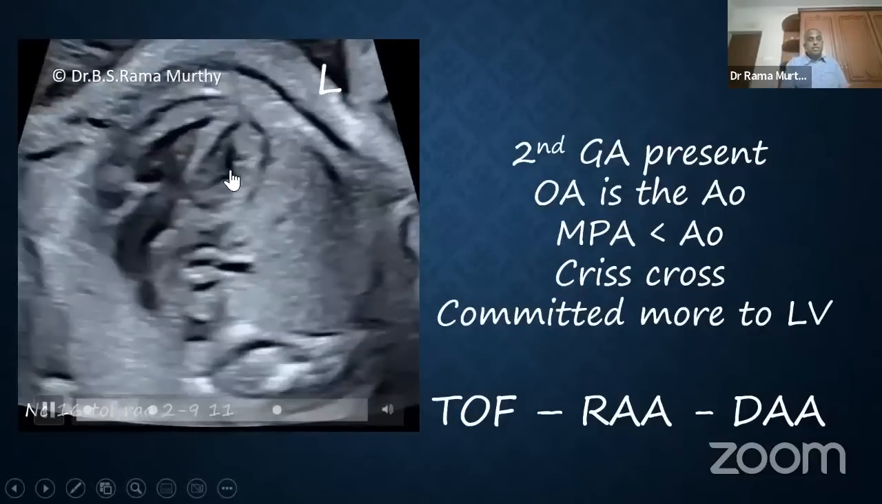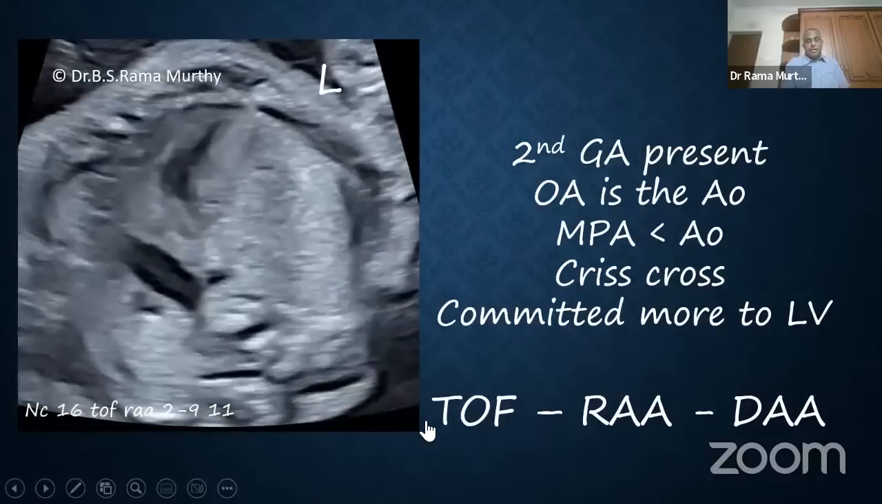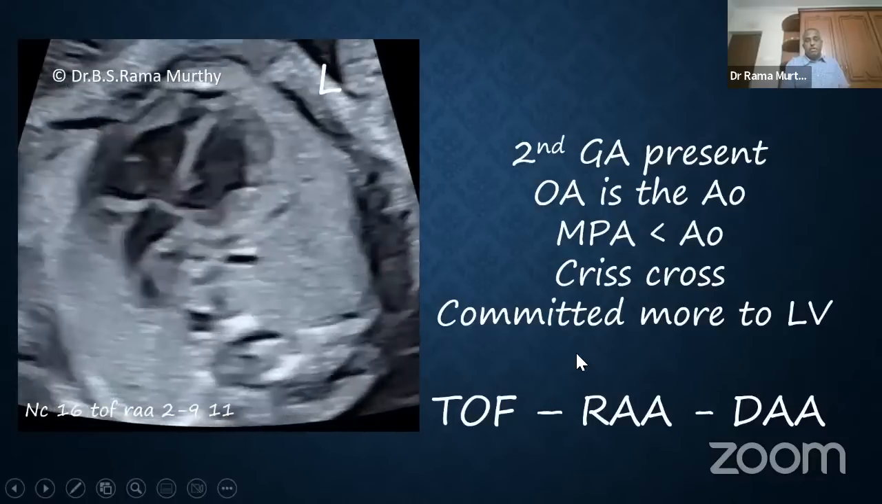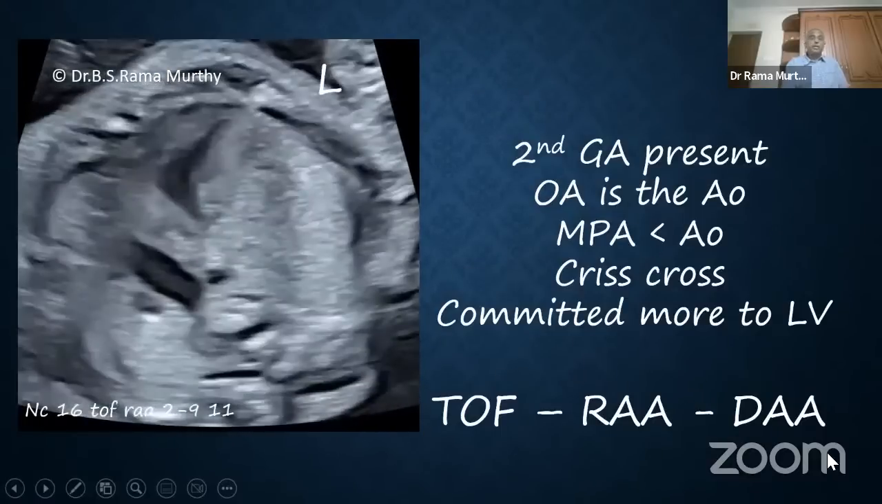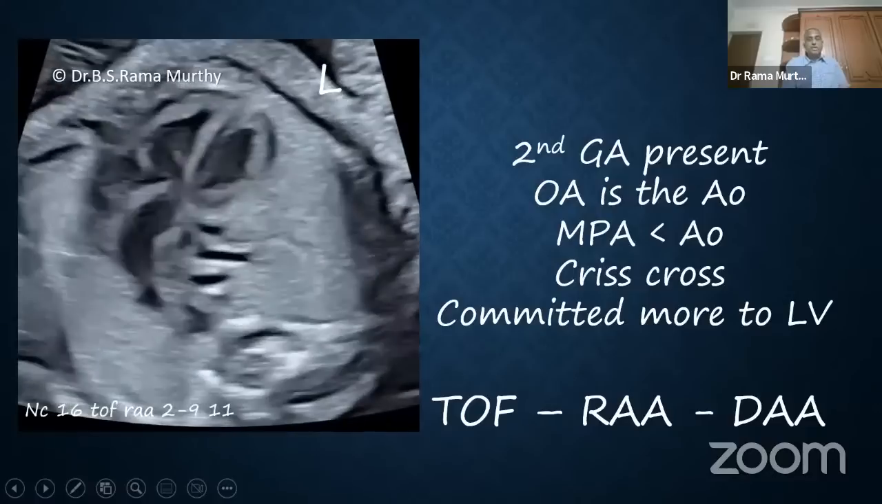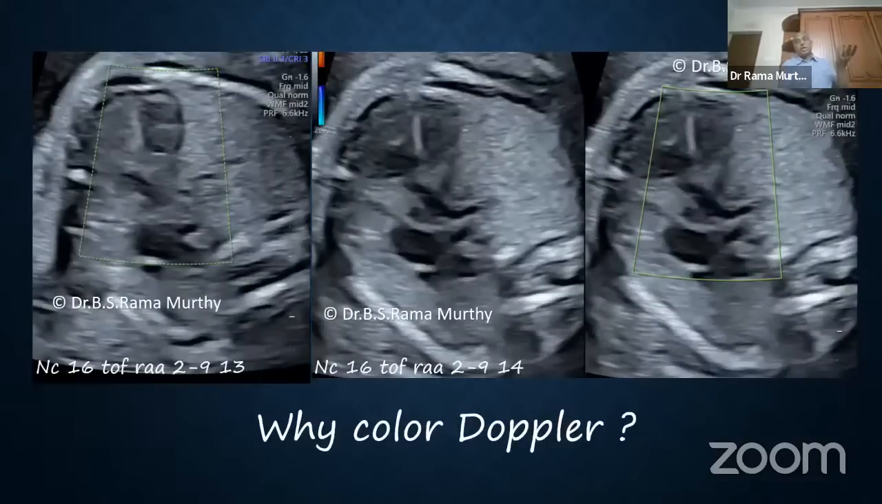So since there is an overriding aorta and a narrow pulmonary artery, I'm going to diagnose tetralogy of Fallot with a right aortic arch with a ductus arteriosus agenesis. Now, in this scenario, would you use color?